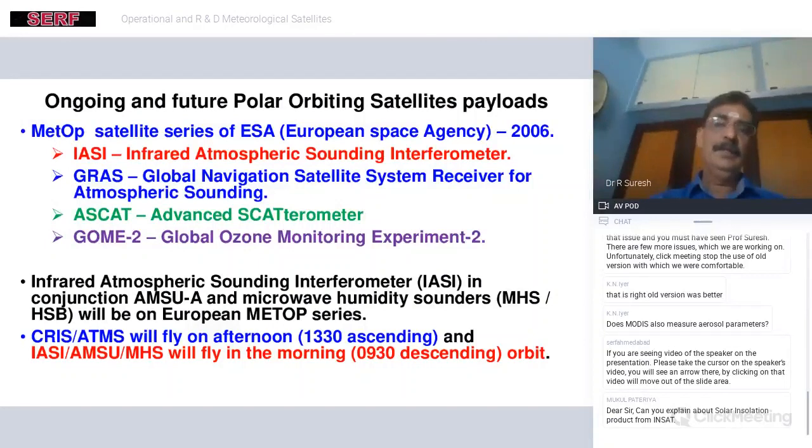Then in the same polar orbiting satellites, there is another development by ESA, the European Space Agency. That is called the Meteorological Operational Satellite, MetOp. It carries fantastic instrumentation called IASI, Infrared Atmospheric Sounding Interferometer, GRAS, and the Advanced Scatterometer ASCAT. So this is the wind sensor. GOME, which is the ozone mapping. That's what I was saying. The GOME, the ozone detection is going in a big way nowadays.